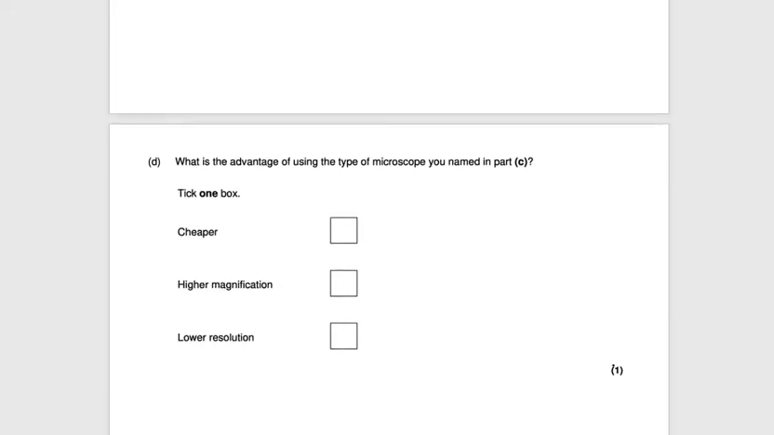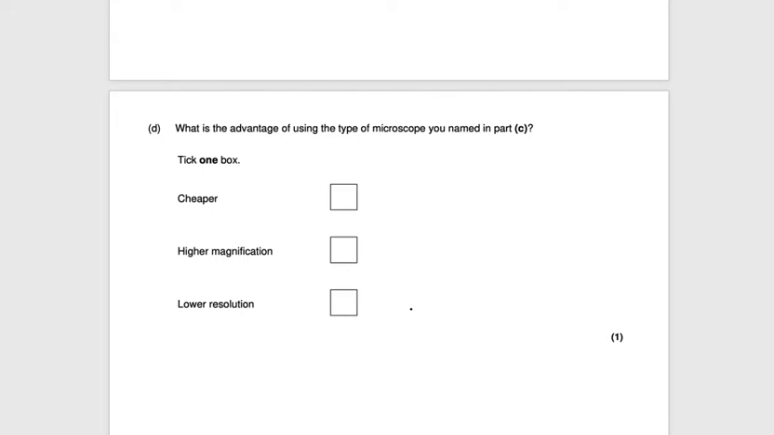Now the next question asks us, what is the advantage of using the type of microscope you named in part C? So we've just named the electron microscope. What's an advantage of using the electron microscope? Well, the reason why we're using it is so that it gives us a higher magnification. Cheaper is not an advantage. Sorry, it is an advantage, but it's not cheaper because there's a lot of machinery involved in it, and lower resolution is a false claim. It's not an advantage. It gives us a higher resolution along with a higher magnification, worth 1 mark.